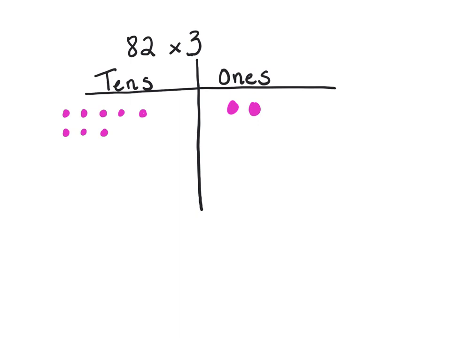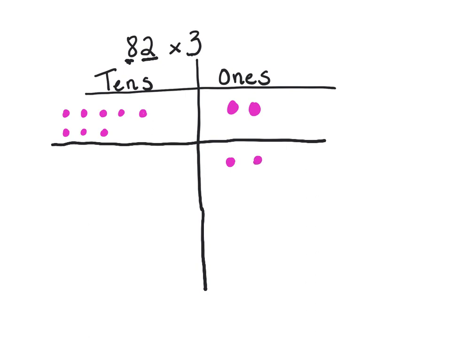82 times 3. So I already started the place value chart, and we're showing that we have how many ones? We have 2 ones. And how many tens? We have 8. So now what we're going to do is show 3 times. So I'm going to put another set here.